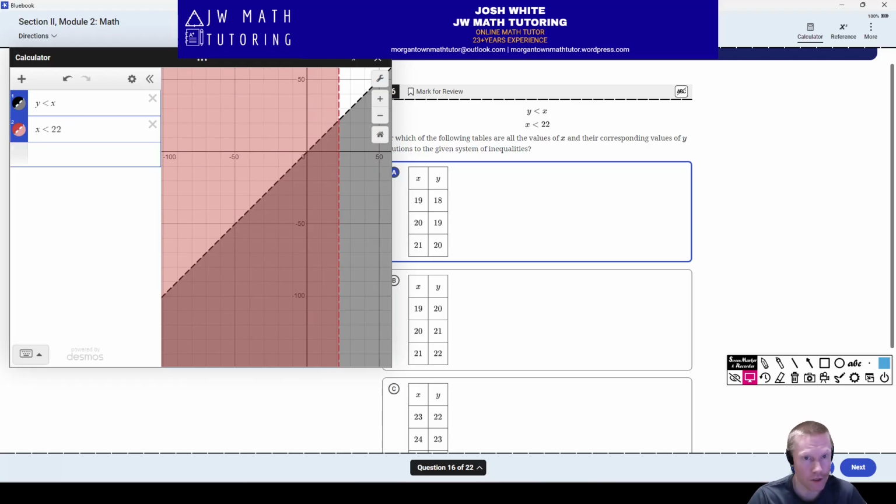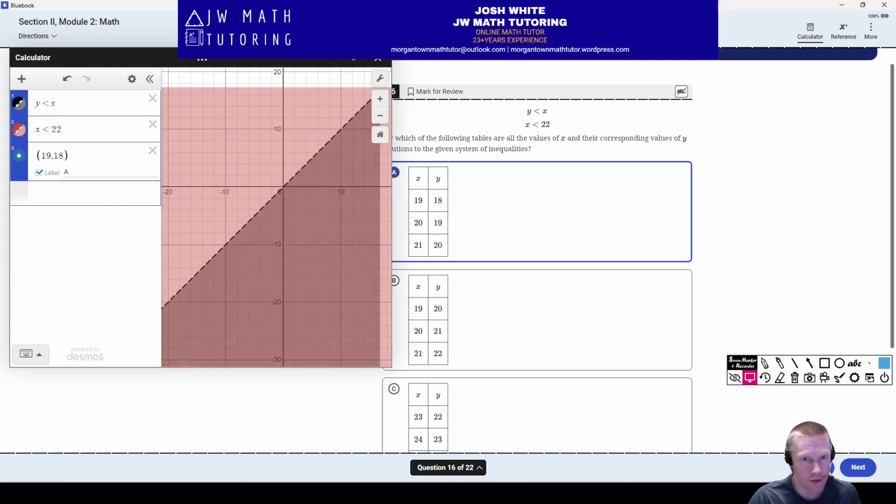Let me zoom out here. Okay, you're looking for the overlaps. You're looking for this triangular region, kind of down here where the gray and the red overlap. And then you could just, for example, go through and plot out some of the points.